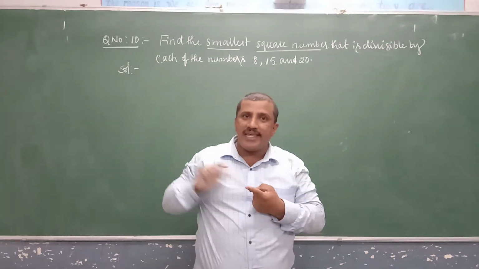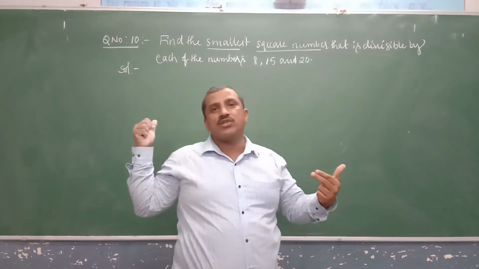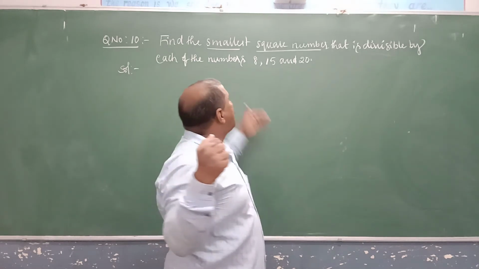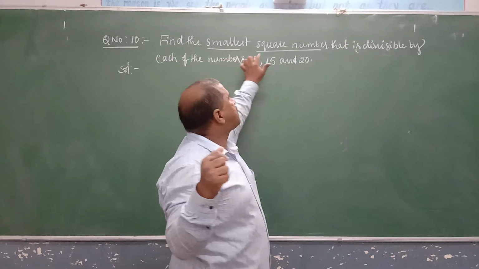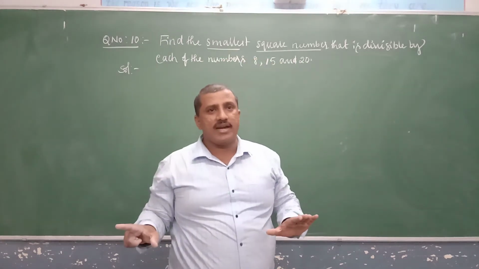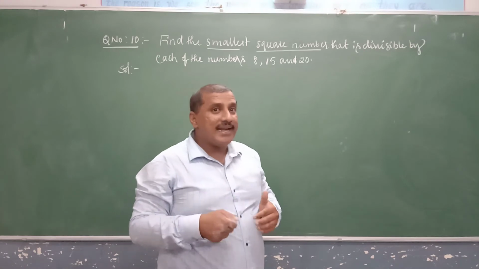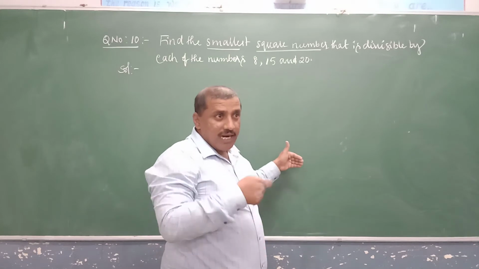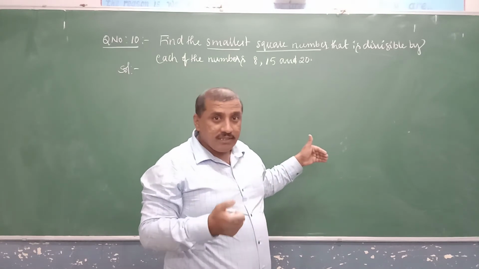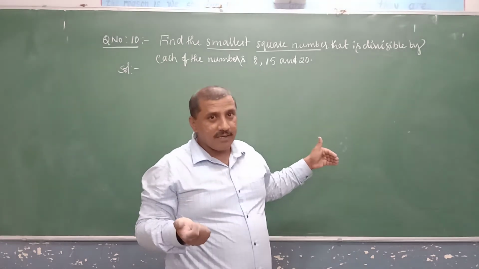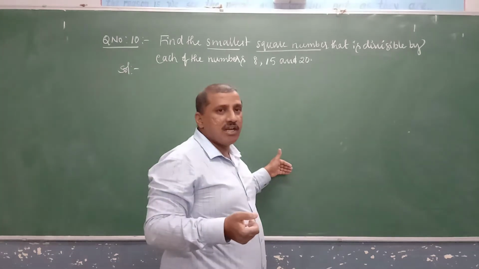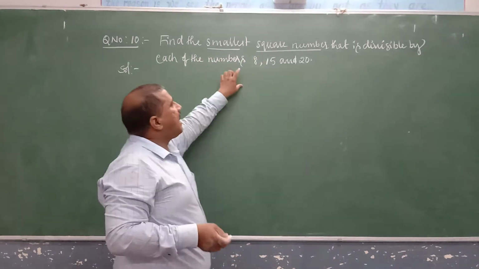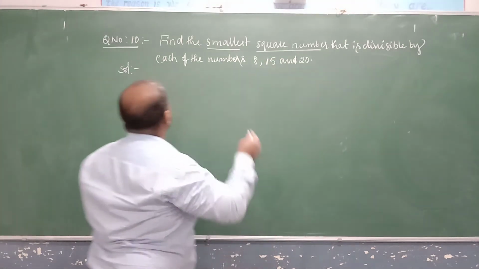First step, we need to find the LCM of the given numbers. Then we should identify the LCM is a perfect square or not. If it is a perfect square, the LCM itself is the smallest square number. If it is not a perfect square number, then what to do? We need to identify the prime factors which are not paired for that LCM. So that LCM is multiplied by the product of non-paired prime factors. The new product which we get is the smallest square number which is divisible by 8, 15 and 20. Now we will discuss in detail.